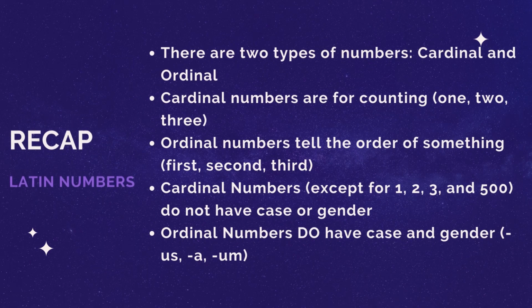Okay? So here's a quick recap just to end the video. We said there are 2 types of Latin numbers. You have cardinal and ordinal. The cardinal numbers are for counting, so numbers like 1, 2, 3. The ordinal numbers are for literally telling the order of something. 1st, 2nd, 3rd would be the examples. Okay. Cardinal numbers, except for 1, 2, 3, and 500, don't have that gender element. There's no case, number, gender matching. Ordinal numbers do have case, number, and gender. They have different genders. So this is why you see ordinal numbers with the us, a, um endings. They have to match whatever noun they're going with. Okay. So keep these straight.